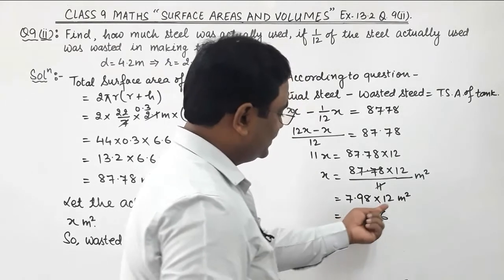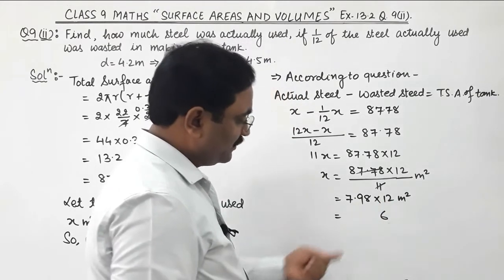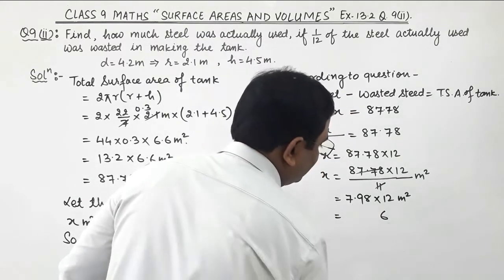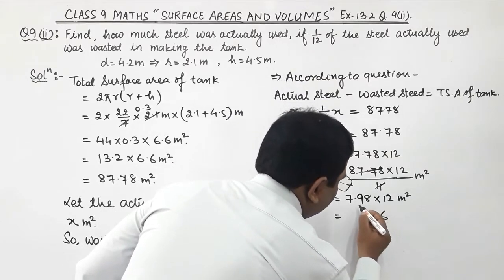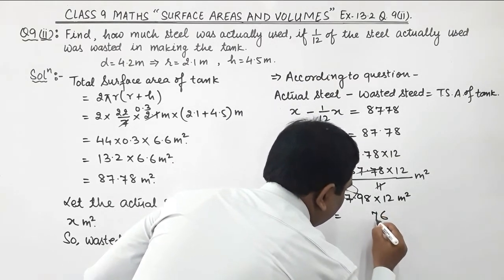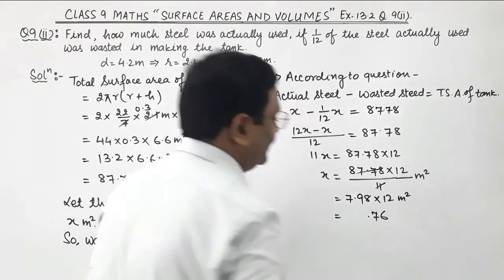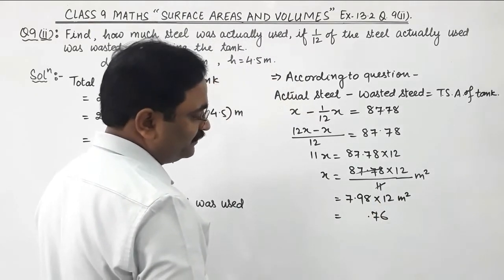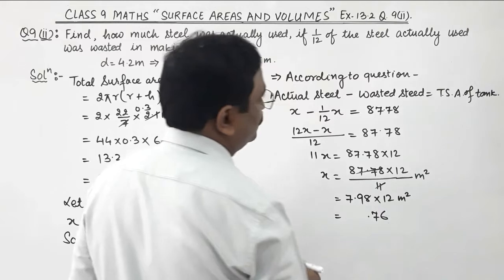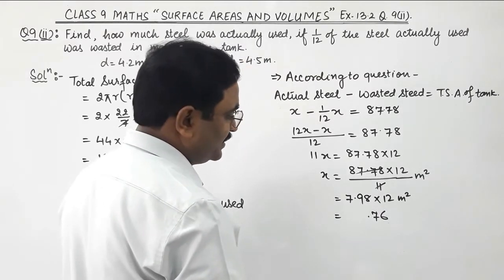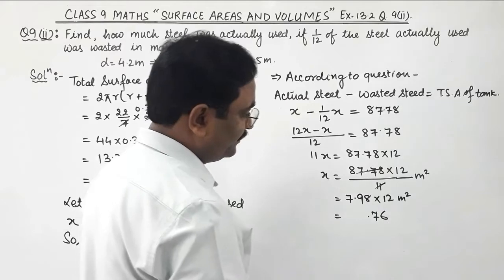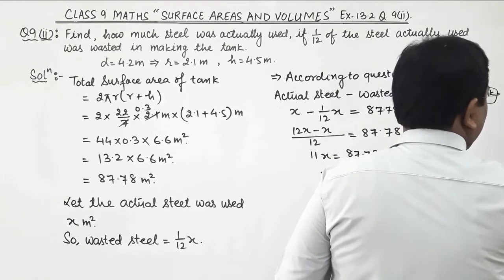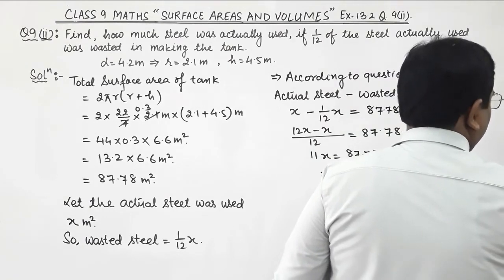108 plus 9 is 117. Then 72 plus 11, 72 plus 11 is 83. 84 plus 11 is 95.